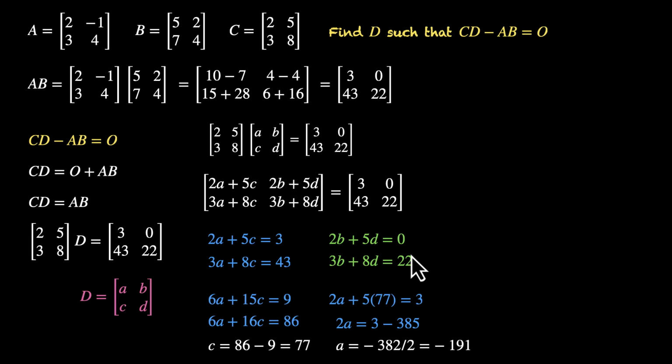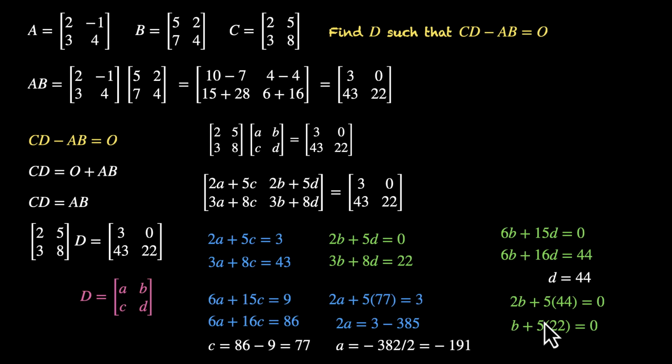Let's also figure out B and D. Here we have 2B plus 5D. Here we have 3B plus 8D. Let's multiply this by 3 and this by 2. We have 6B plus 15D equals 0. And 6B plus 16D equals 44. Let's subtract. We have D is equal to 44. And let's plug this back. We have 2B plus 5 times 44 equals 0. Now we can divide this by 2.